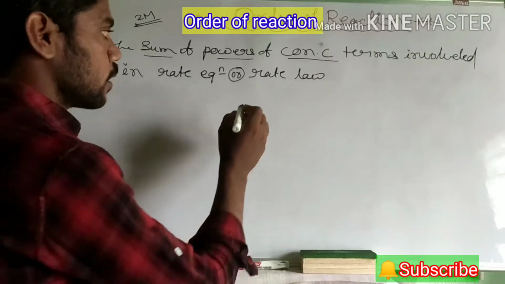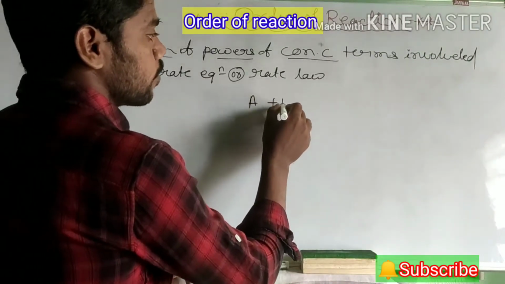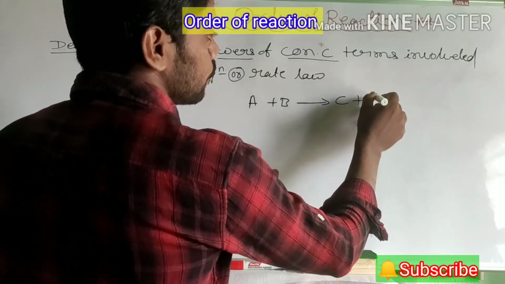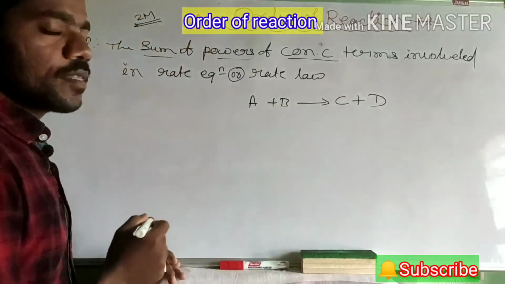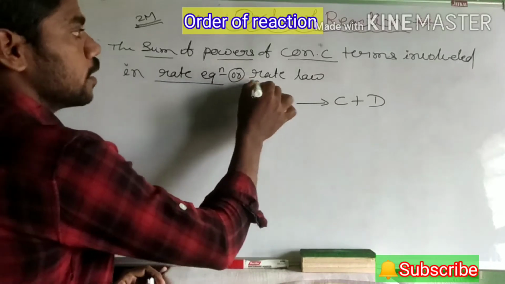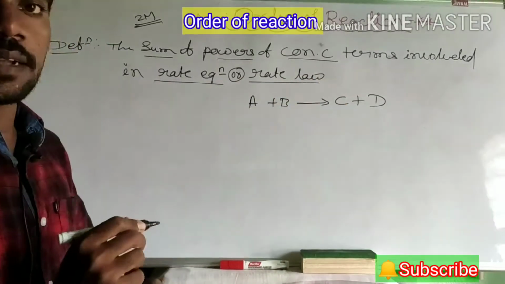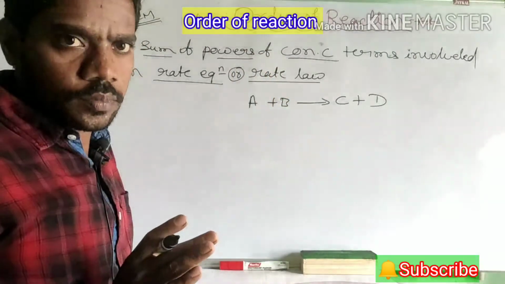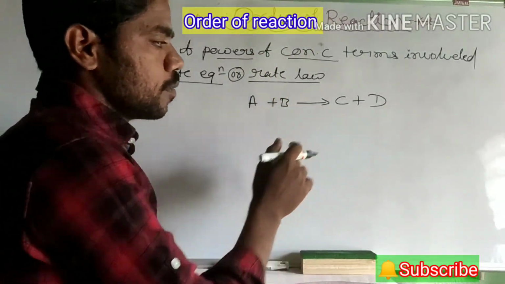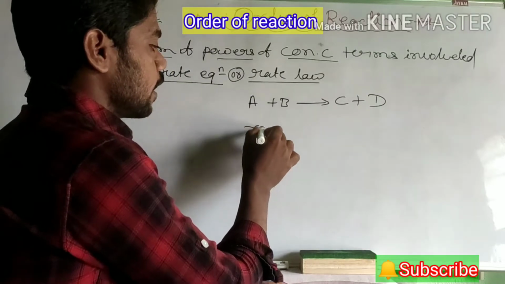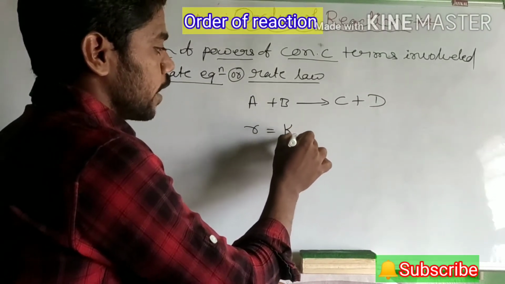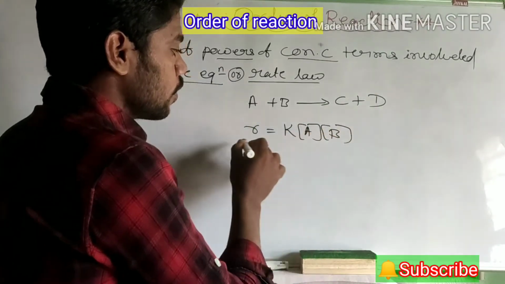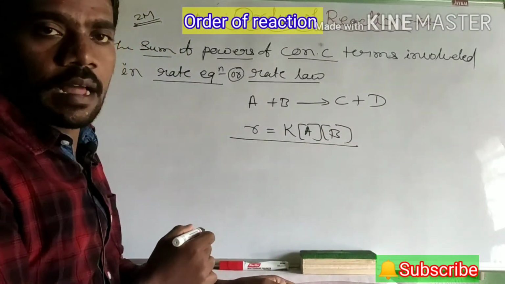Okay, before going to that, I will tell you A plus B gives C plus D. How to write the rate equation or rate law? That's why I made one separate video on rate law and rate equation. First we have to be able to write the rate law. For A plus B gives C plus D, the rate law is given by rate equal to K into concentration of A and concentration of B. And this is the rate equation or rate law.